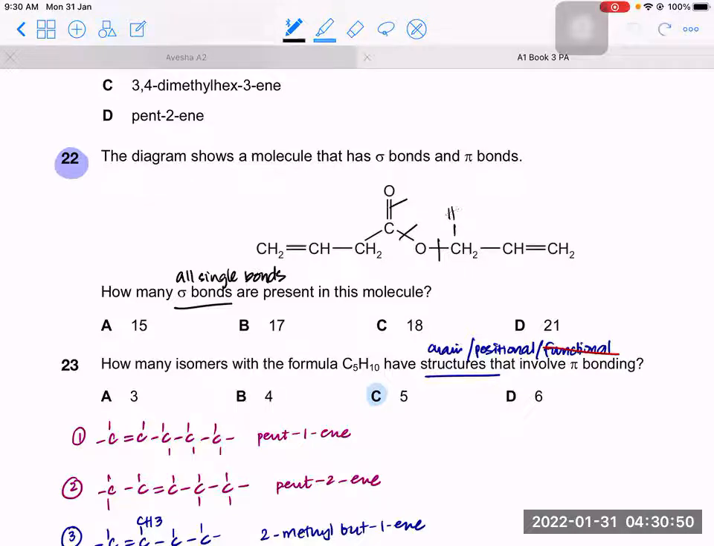Let me put it in different colors so we can identify them. So you have a CH2. First, I'm showing all the bonds, so it's easier to count later. Then you have another CH2 here, a CH here, and a CH2 here. Let's see the sigma bonds. 1, 2, 3, 4, 5, 6, 7, 8, 9, 10, 11, 12, 13, 14, 15, 16, 17, and 18 sigma bonds. The answer therefore is C. Clear?